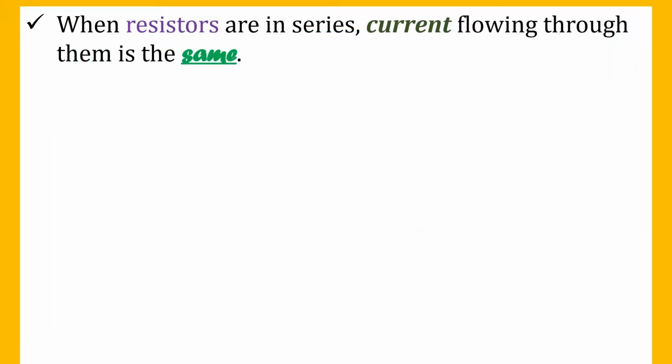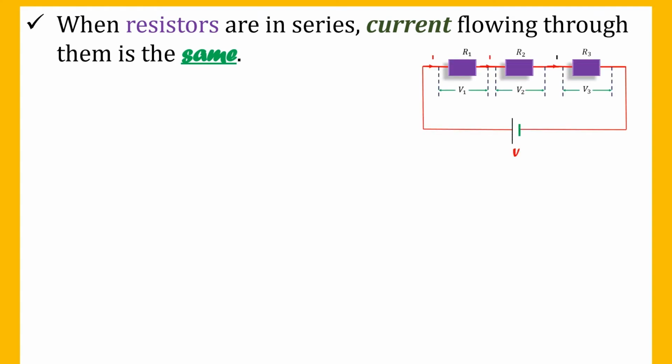When resistors are arranged in series, the current flowing through them is the same. Like you can see here, the current produced by a cell of PD V, which is I, is the same as the current that flows through R1. It is the same current that flows out of R1. It is the same current that flows into R2. It is the same current I that flows out of R2, and then it's the same current I that flows into R3, and it is the same current that flows out of R3.